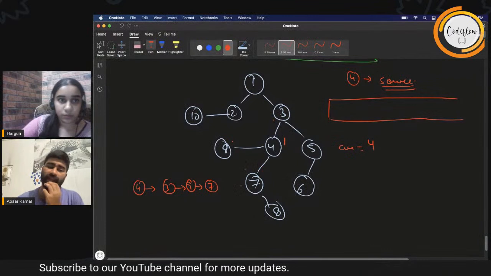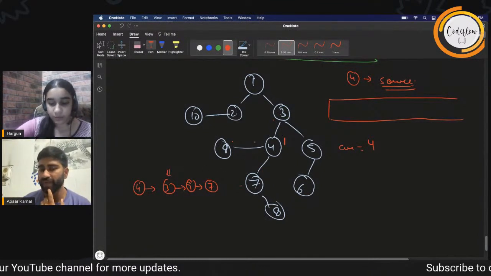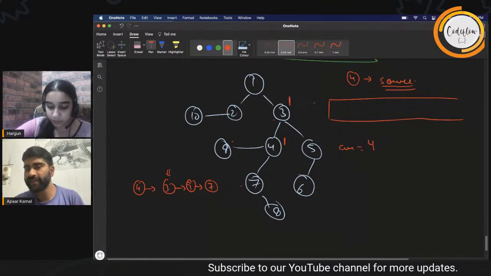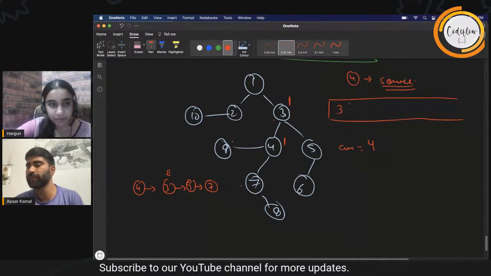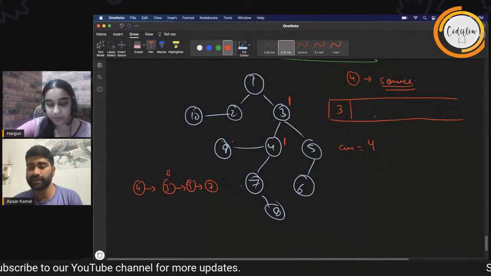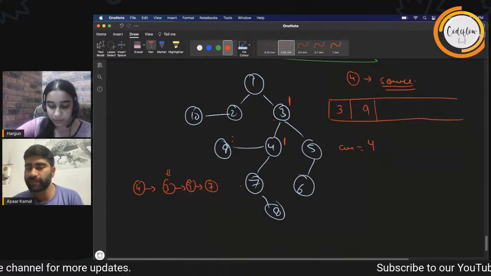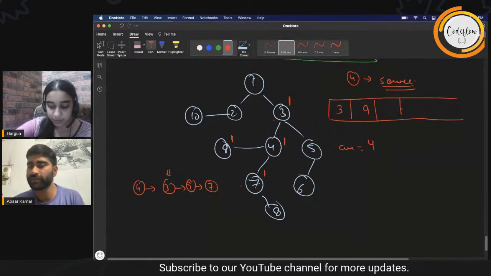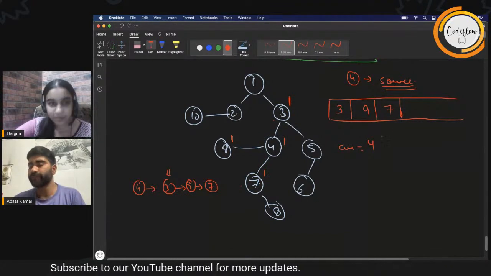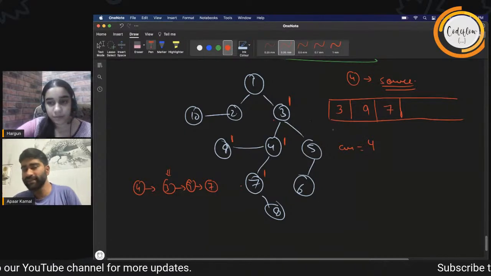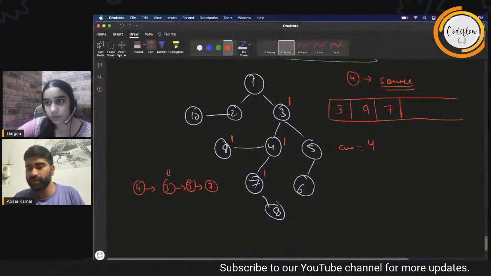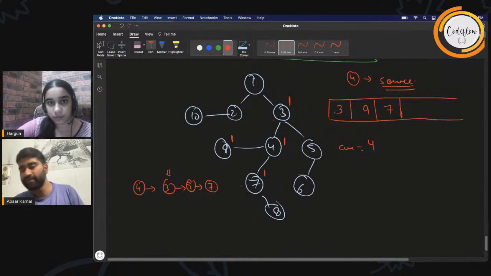Cool. So tell me, is 3 visited? No, right? Because we never went to 3. So what it will do is it will mark 3 as visited and it will push it back in the queue. So 3 will be pushed in the queue. Now it will mark 9 as visited and push it back in the queue. Now it will mark 7 as visited and push it back into the queue. Now we can easily see that after this for loop ended for current equal to 4, we have these 3 elements in my queue, that is 3, 9 and 7, and they are marked as visited.